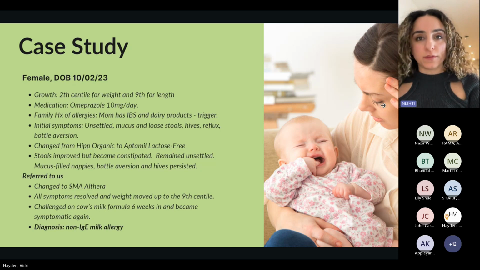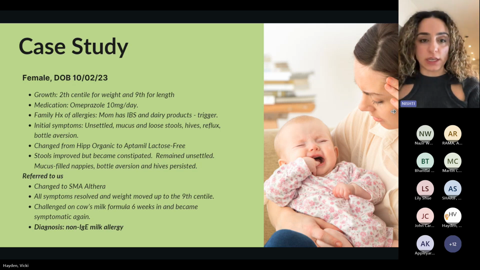But we are also very aware that we need to diagnose that this is actually an allergy to cow's milk. So she was challenged on cow's milk formula 6 weeks in, and she became symptomatic again. So this confirmed non-IgE cow's milk allergy.